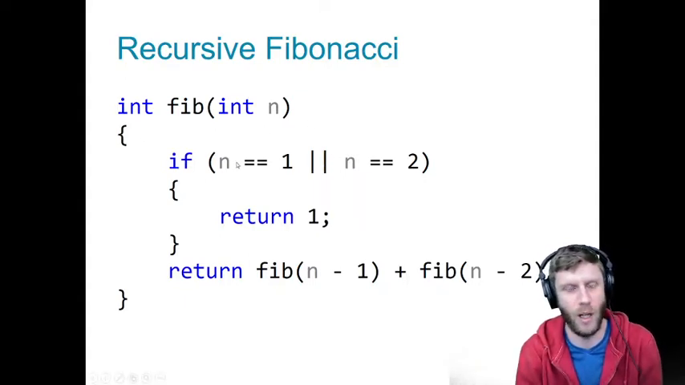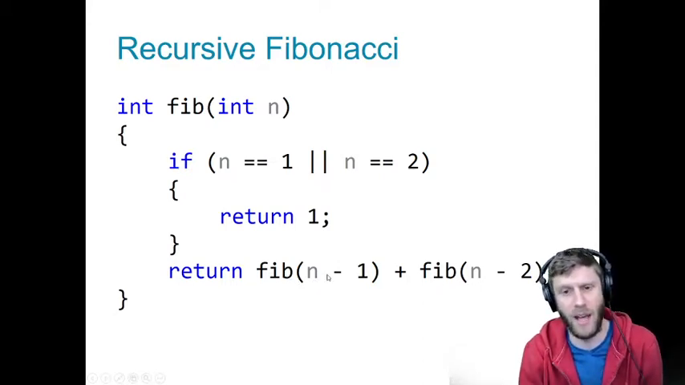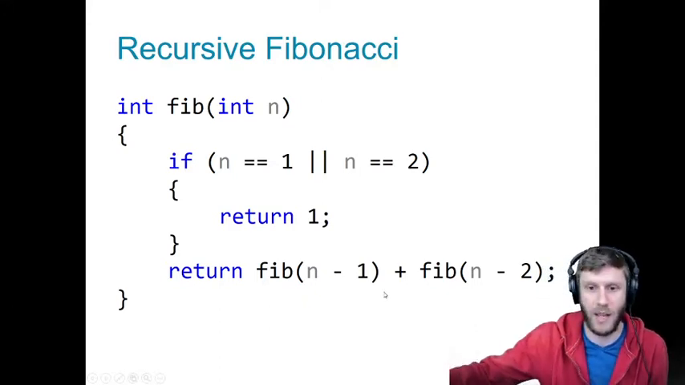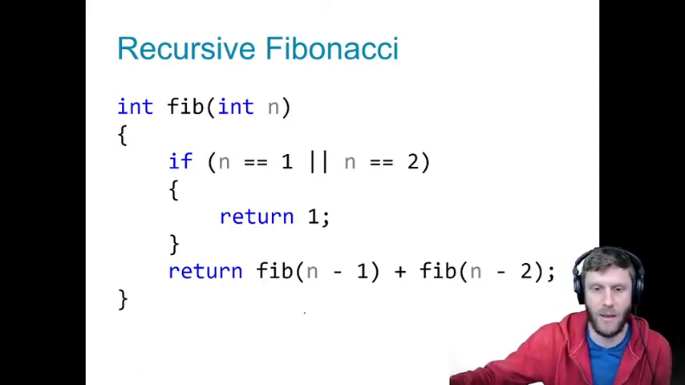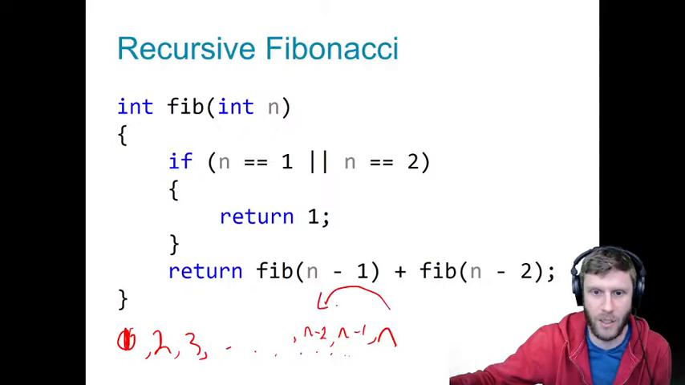So what does it say? Well, if n is 1 or 2, return 1. Otherwise, return the sum of fib n minus 1 plus fib n minus 2, right? Because if I am at the nth position, actually I should start counting at 1, 2, 3, and so on. This is the n minus 1, n minus 2, right? And so fib of n is just the sum of the previous two.